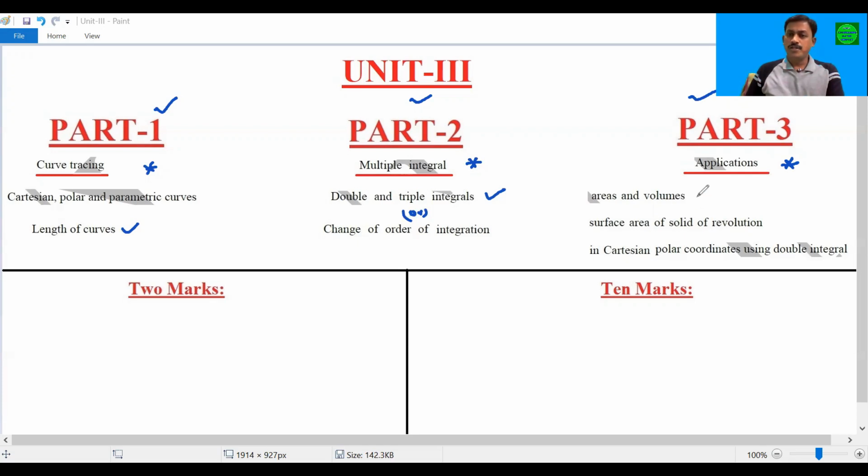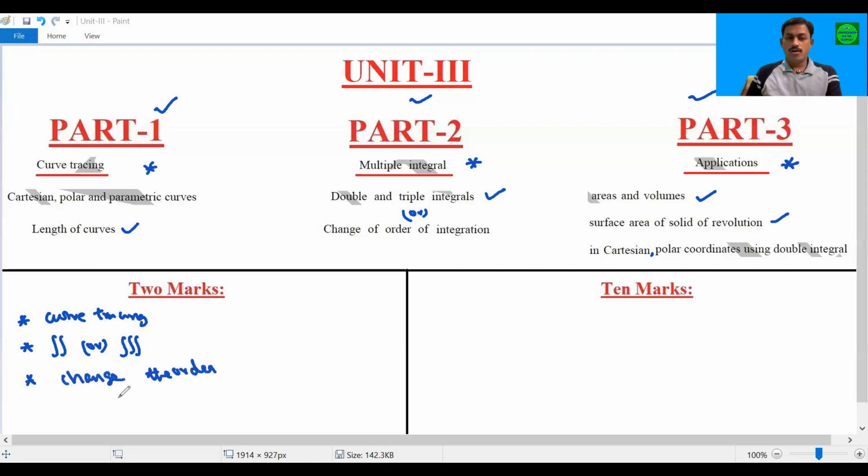Here in applications, if you take, you may expect a problem from area and volume, or surface of solid of revolutions in Cartesian polar coordinates using double integral. They may ask 2 marks in curve tracing concepts also. Simple double integral problems they may ask, or you may expect a triple integral problem also, or sometimes they may ask simply to change the order of integration, not to solve, just to change the order of integration.